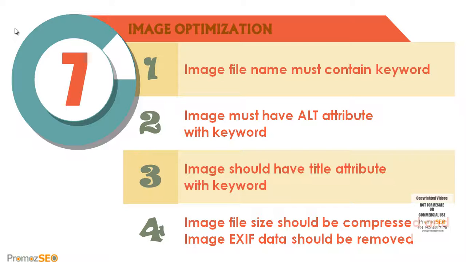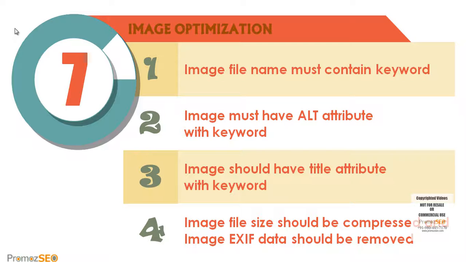First one, image file name must contain keyword. So when you are uploading an image, before that, when you are naming the image file, always remember to use the keyword on the image file name. And again, same like URL, separate each word of the image file name with hyphen, with dash, not with underscore or space. So it must contain the keyword, and words should be separated with hyphen.